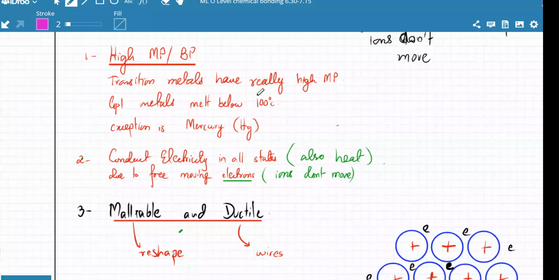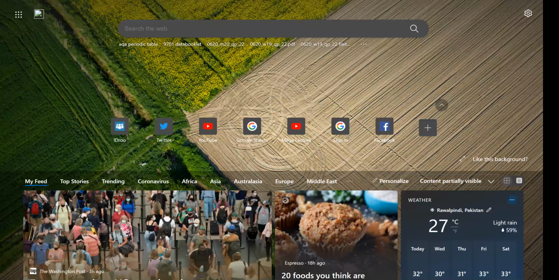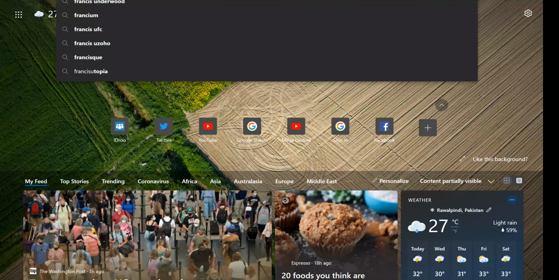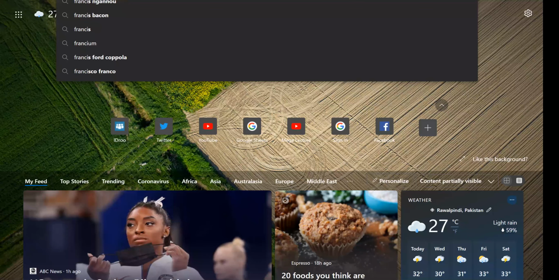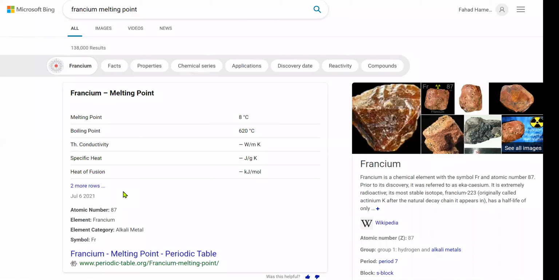But group 1 metals actually have really low melting points. They melt below 100 degrees centigrade. Some even melt at 37. For example, you've got francium. उसका एक सेकंड melting point गूगल कर लेते हैं. अच्छा, francium का देखो melting point, that's 8 degrees centigrade. यानी it's going to be liquid at room temperature. Do you get my point?